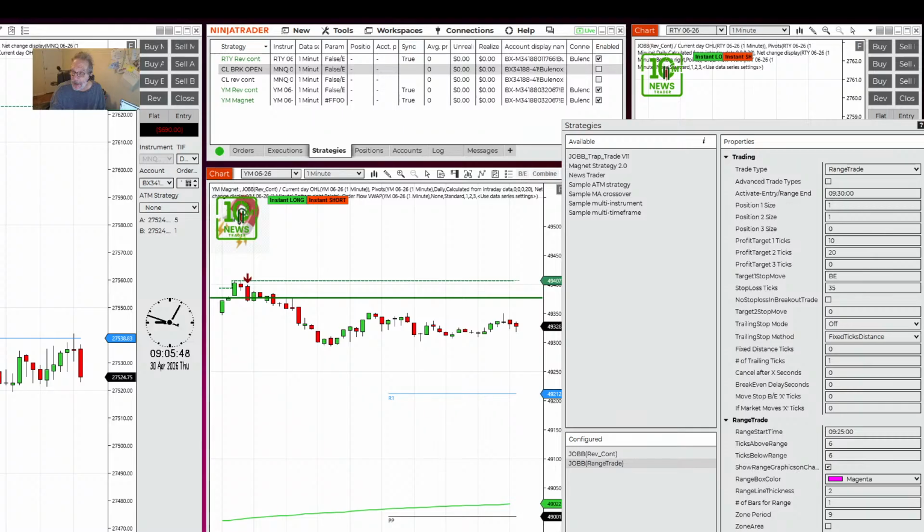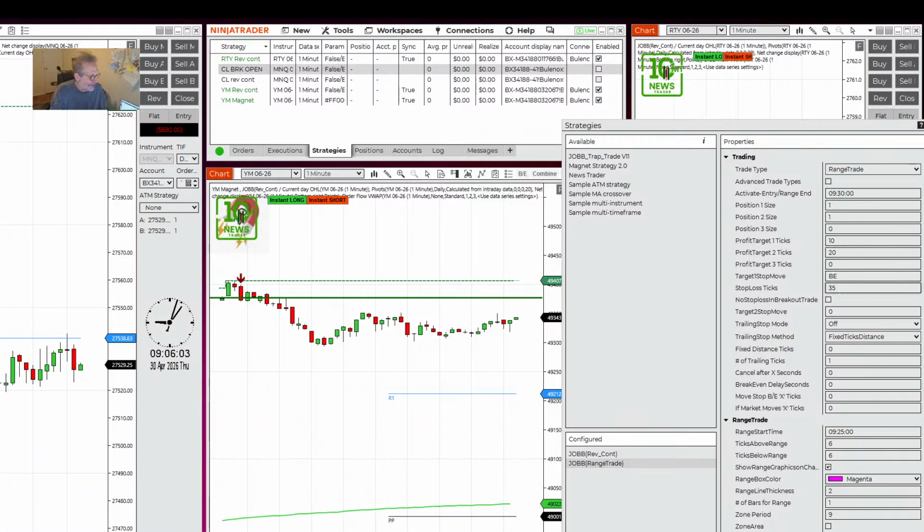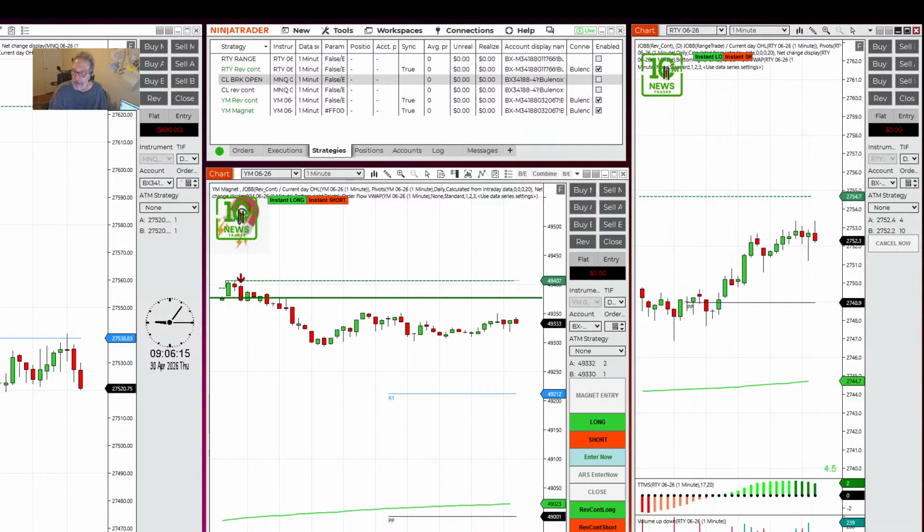Go up to the top, and we're going to end the range at 9:30. Position 1 is a 1, position 2 is a 1, target 1 is 10, target 2 is 20. Our stop is 35. Target 1 stop move, if we hit our first target, we're going to go to break even, BE. Apply it, okay it.